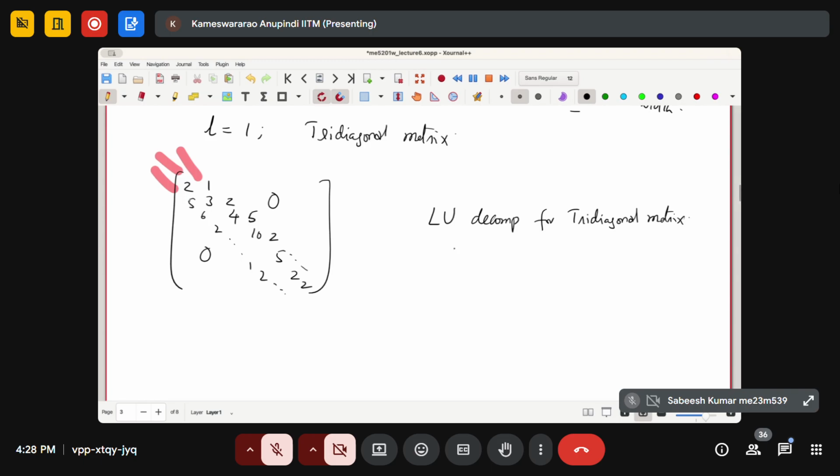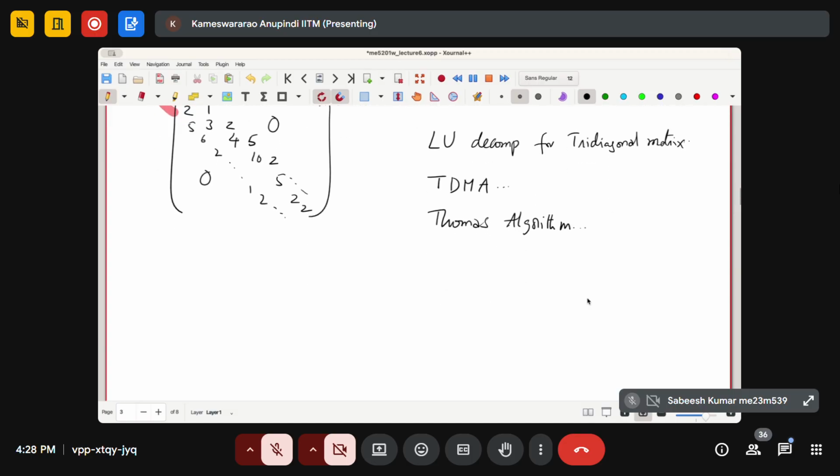Okay. This is also known in the literature by several names. One is the tridiagonal matrix algorithm, TDMA, and it is also known as the Thomas algorithm. You may find them in different books referring to it in a different way. But what we are going to look at is the LU decomposition for tridiagonal matrix. That is the bottom line.